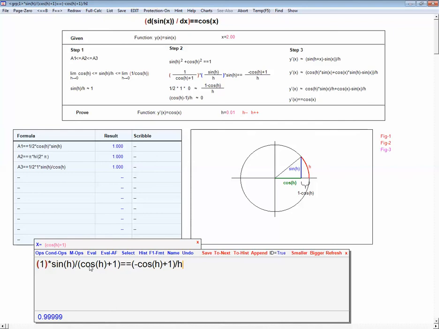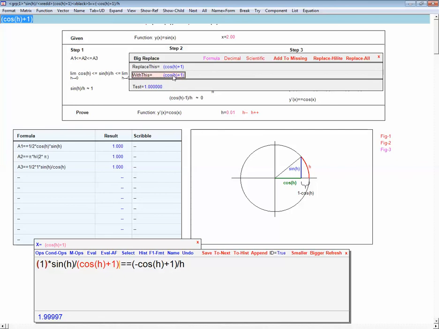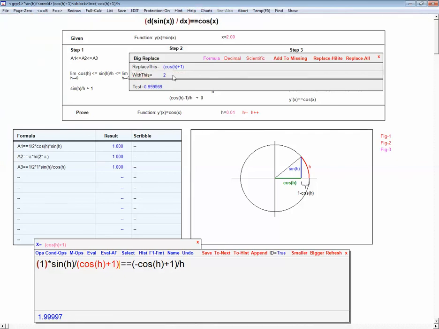All right, and what about what's left? Well, as h goes to 0, look over here at this picture. Look at the blue line. Sine of h is going to 0. And what about the cosine of h plus 1? Well, the cosine of h is going to 1, so this denominator is actually going to 2. So we can make that substitution. We can pass to the limit. That's all we're doing right now. We're passing to the limit. And in the limit, that is equal to 2.